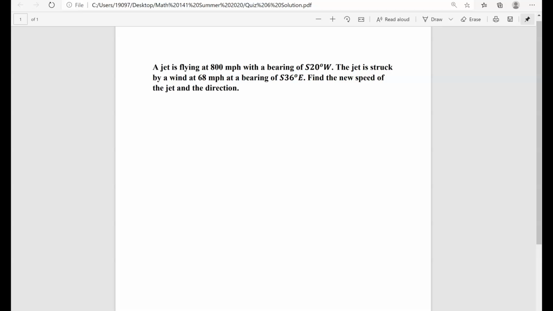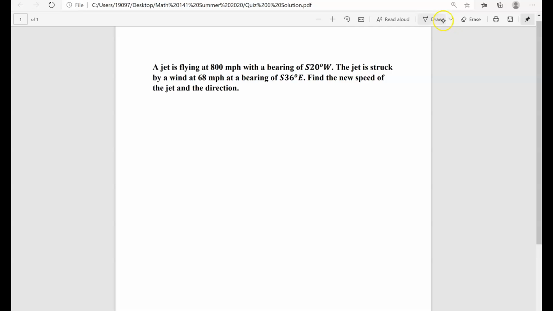We have this jet flying at 800 miles per hour with a bearing of 20 degrees southwest. And the jet is being struck by a wind at 68 miles per hour at a bearing of 36 degrees southeast. So find the speed of the jet and the new direction that it's headed to.